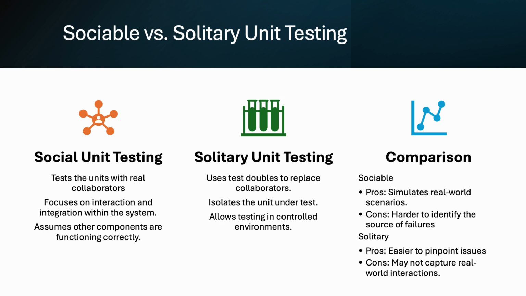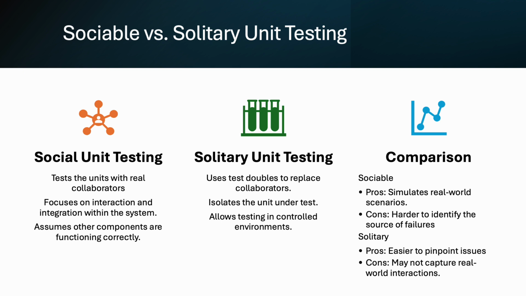Now, the comparison between the two. In sociable unit testing, the pros are it simulates real-world scenarios. However, the cons are it's harder to identify the source of failures. And in solitary unit testing, the pros are it's easier to pinpoint issues, and the cons are it may not capture real-world interactions.